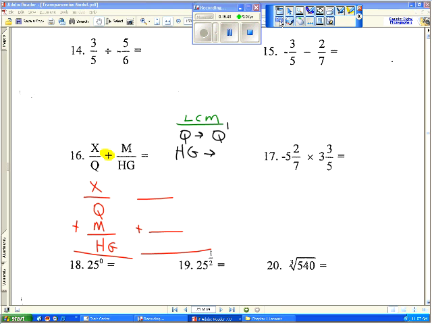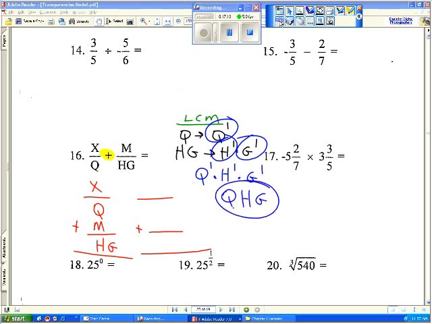G times H, or H times G. So we're going to have H to the first times G to the first. We wrote them exponentially. Now what do we do? Take the largest power of each and multiply. The largest power of Q is Q to the first. Largest power of H, H to the first. Largest power of G is G to the first. You multiply those, you get QHG for a common denominator. Understand that on number 16. So my common denominator is QHG.